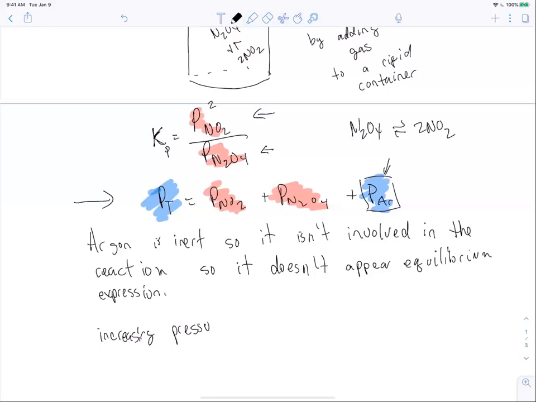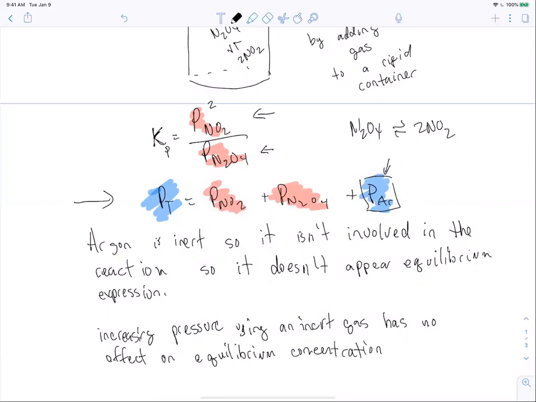increasing pressure using an inert gas has no effect on equilibrium concentrations. I think that's really the last thing that you could possibly think about in terms of Le Chatelier's principle.